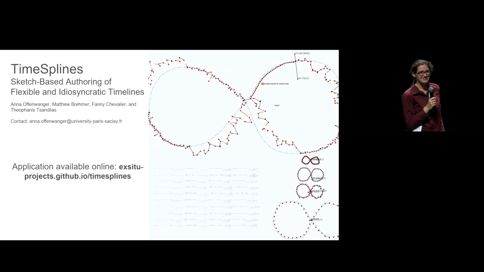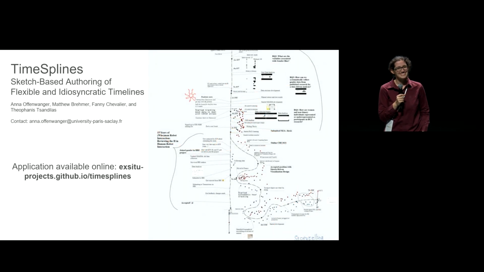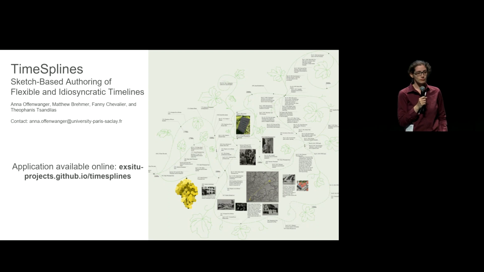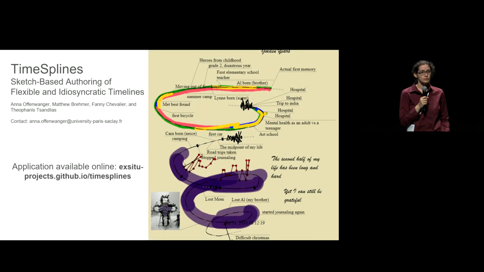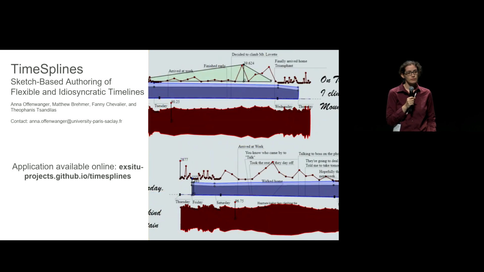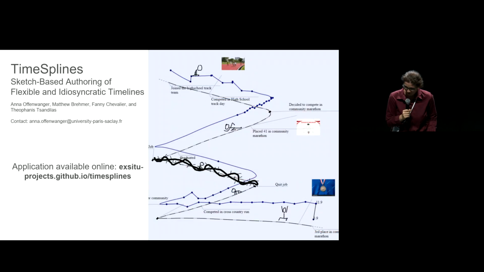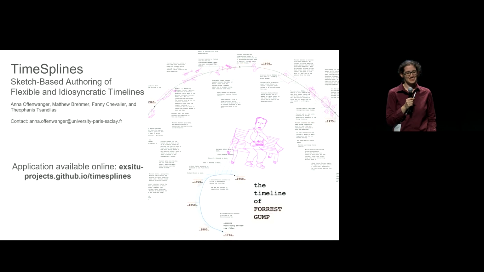Thanks. Maybe a second question to this. So if you have multiple users or multiple persons creating a TimeSpline for the same data, would it be possible to compare the same data point in their TimeSplines? So, for example, my curve against another person's curve and how we perceive the data differently?